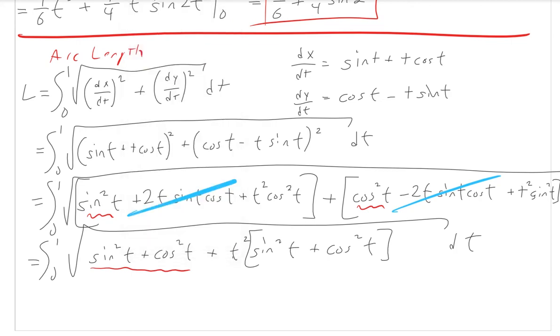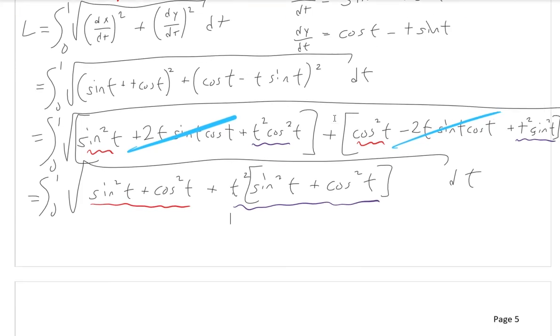And then let's do purple. T squared cosine squared t, t squared sine squared t right here, just with t squared factored out. I recognize this as 1. This is 1 because sine squared plus cosine squared is 1. So I have the square root of 1 plus t squared dt. And that could be a lot worse, considering.